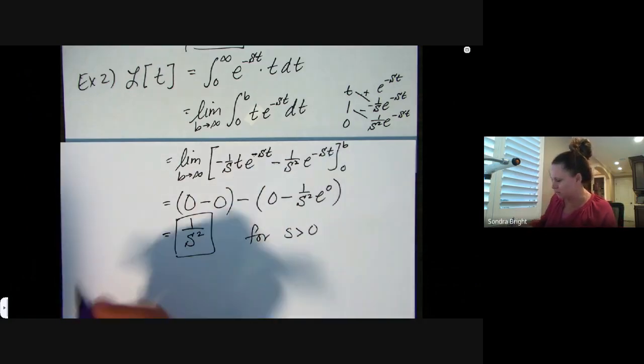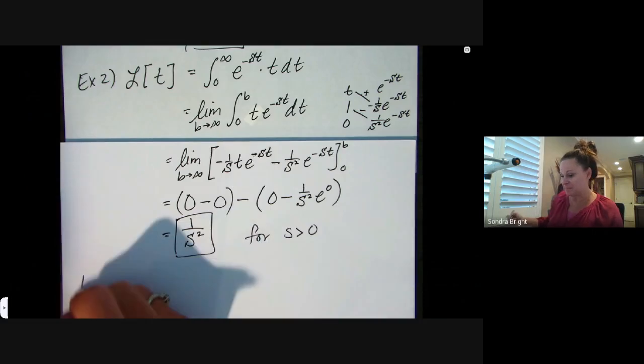All right, let's look at one more. This time it's going to be a piecewise function.